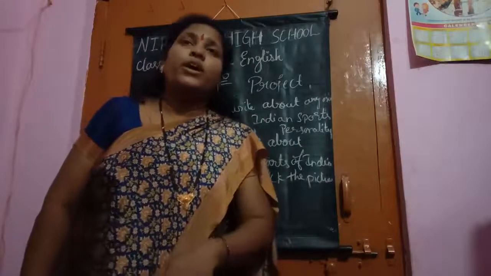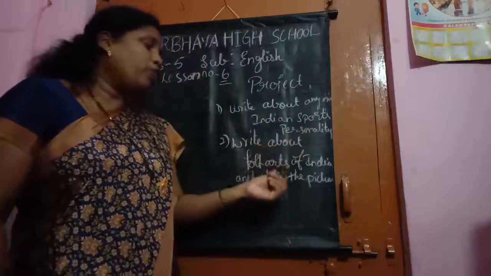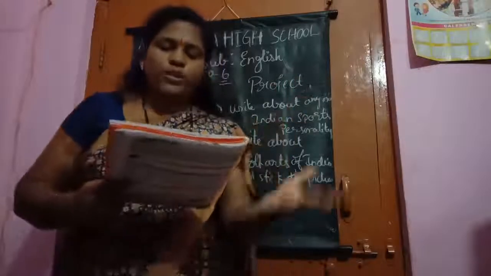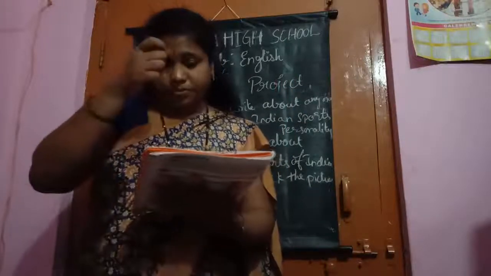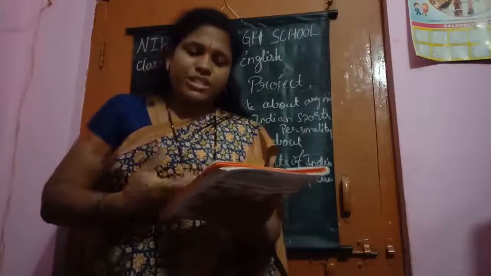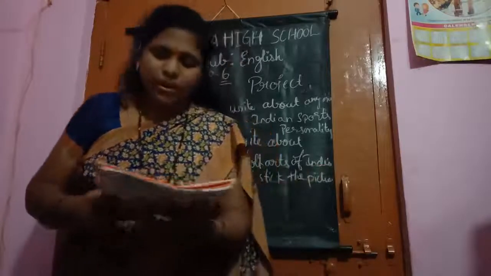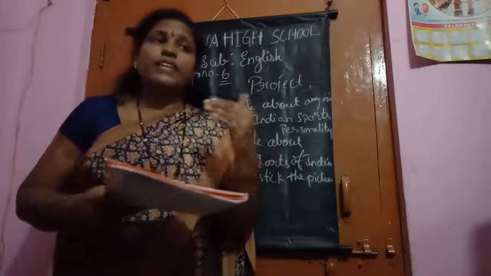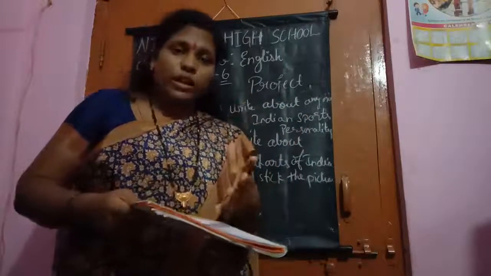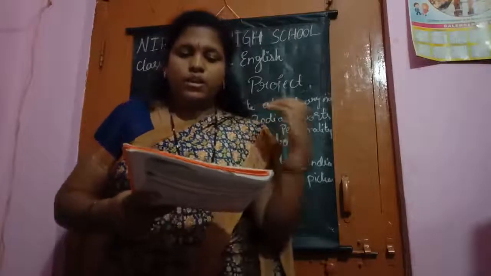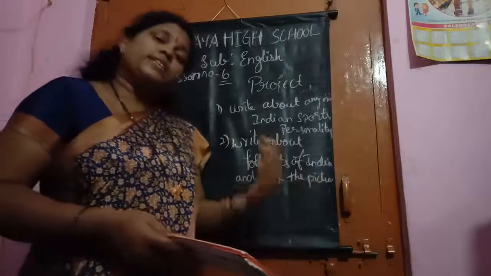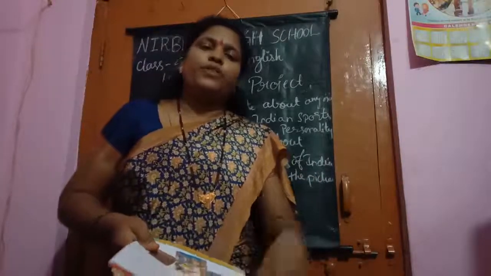Okay children, and your new project is this. See here, write about folk arts of India and stick the pictures. Folk arts of India. What is folk first of all? Tell me children. Means the main Indians tradition is there, no? That is called as a tradition. Means the villagers tradition, the villagers dance will be there, that is called as a folk. Understood children? That dances are the arts of India, folk arts of India. See, write about folk arts of India and stick the picture. Understood children? You should stick the pictures also.